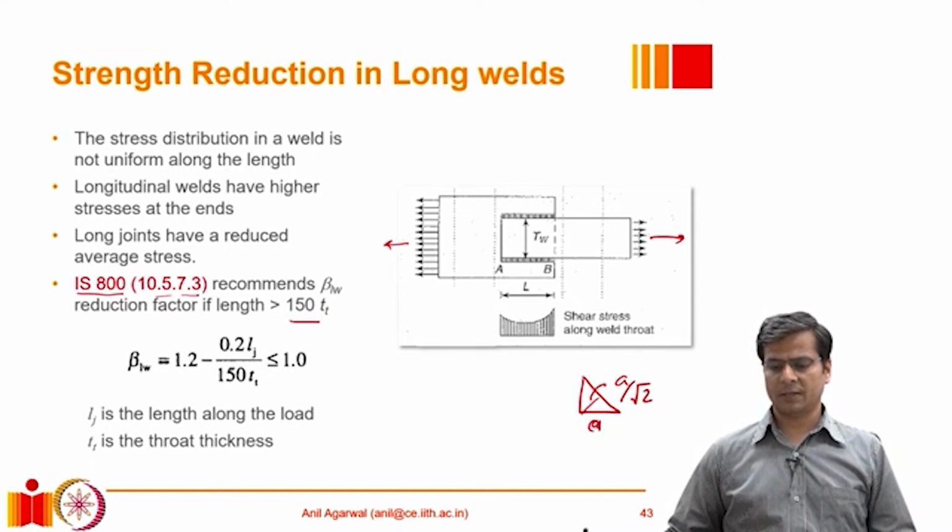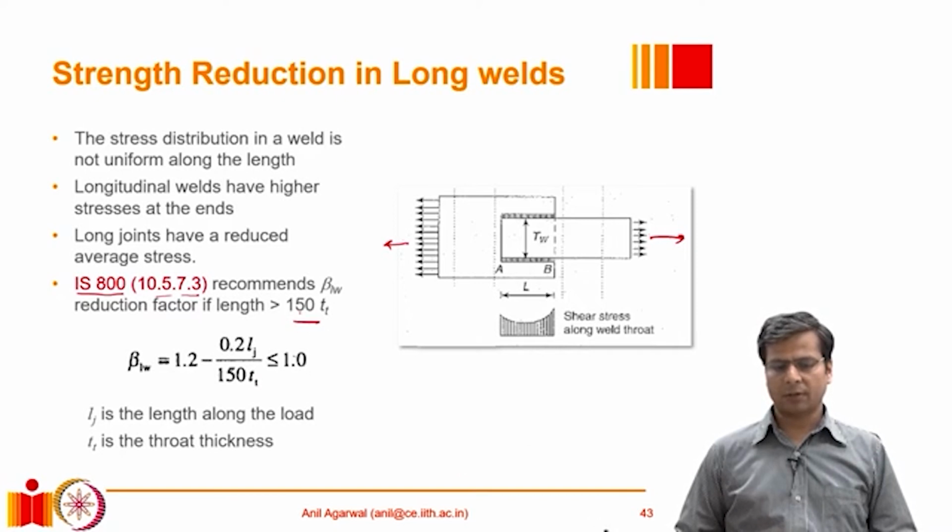So if A by root 2 is equal to 6 millimeters, then 150 multiplied by 6, 900 millimeters we are talking about. So for a weld of about 8 or 9 millimeter size, we are talking about almost 900 millimeters as the weld length.